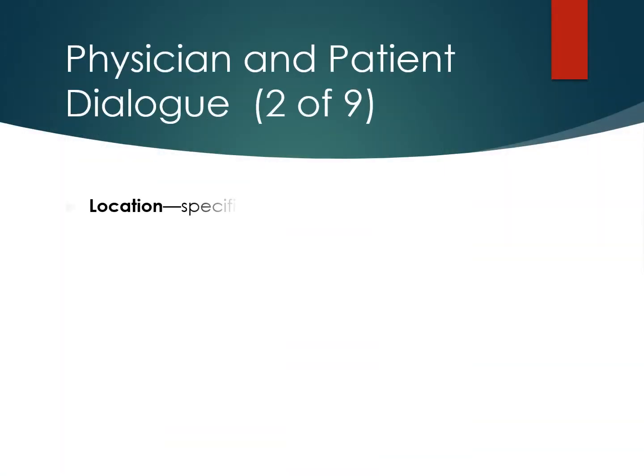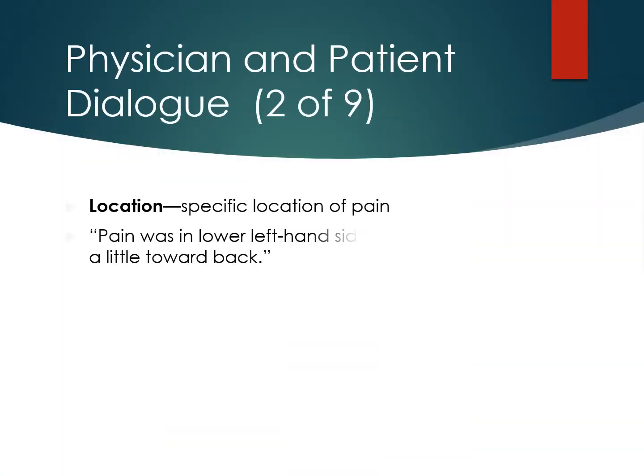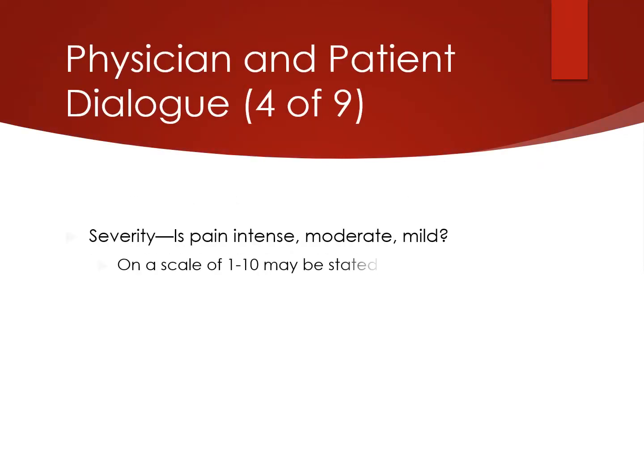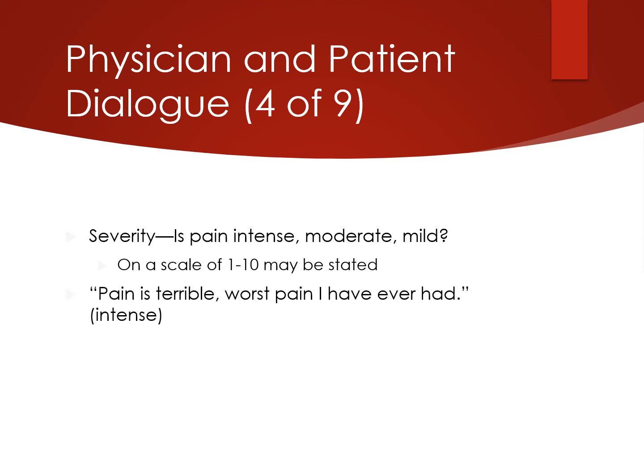Another would be location. He's saying, okay, the pain was in the lower left hand side, a little bit back. Then the quality: the pain is sharp, dull, pressure, burning, the sensation. The patient in this case said the pain is really sharp, constant. Then the severity of the pain on a scale of 1 to 10, what is it? The patient said, the pain is terrible, the worst pain I have ever had.